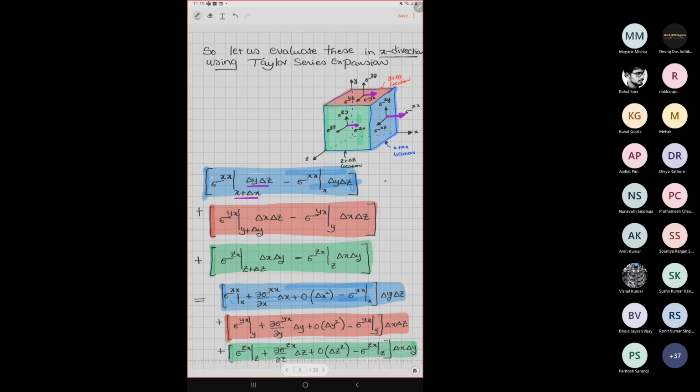This is on one side of the surface. On the back side there is also a blue surface. For that blue surface, sigma xx is evaluated at x location multiplied by delta y delta z. This is one of the components acting on the blue surfaces at x plus delta x location and x location. Is this step clear?